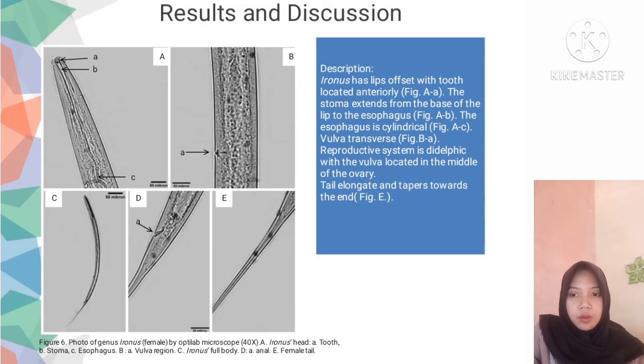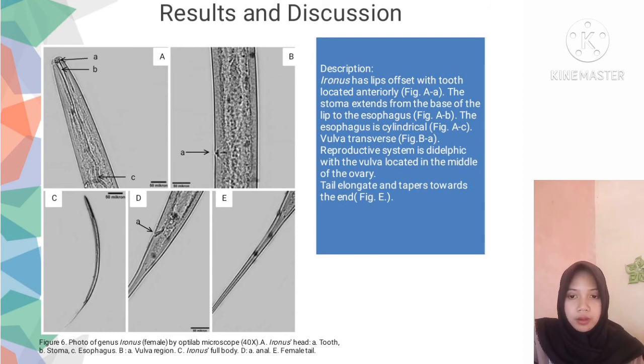The genus Ironus found was female, while the male was not found. The nematodes of the genus Ironus were found to have a body length of 1.7 millimeters, with smooth cuticula, and offset lips 6.96 micron long and 14.71 micron wide. The oral cavity or stoma has a cylinder shape with 7.22 micron length. The stoma extends from the base of the lip to the esophagus. There are teeth located at the anterior tip of the lips.